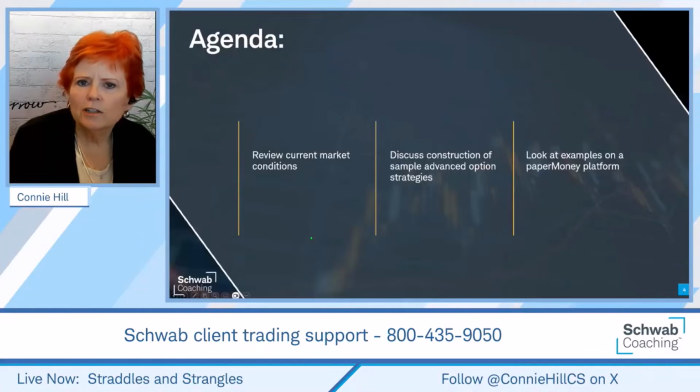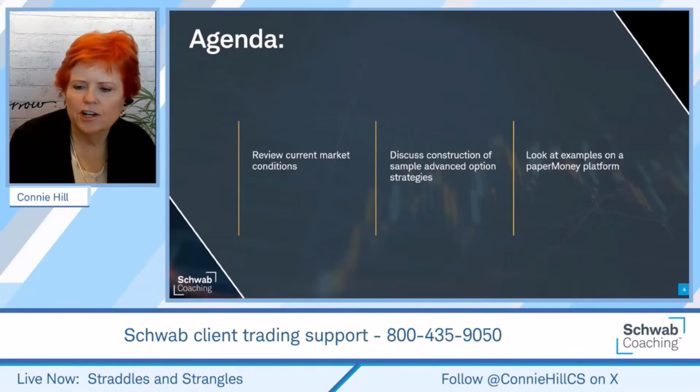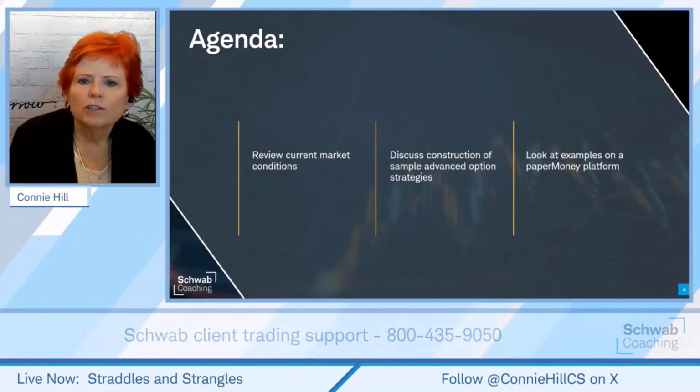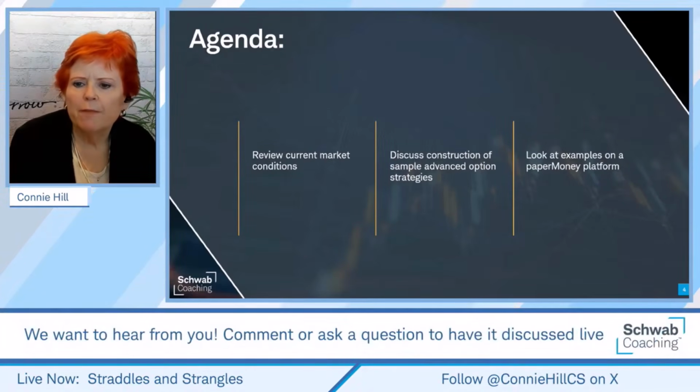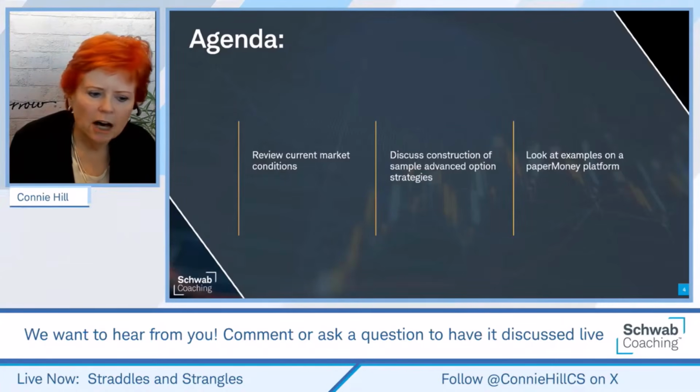Now, we're going to take a quick look at the market, see what's going on here today. I think we're grinding a little bit higher and a little bit higher. We'll take a look at the charts here real quickly. We'll talk just briefly about advanced option strategies, because straddles and strangles are considered a little bit more advanced. We'll talk about why that's the case. And we are going to be looking at a lot of examples here today.